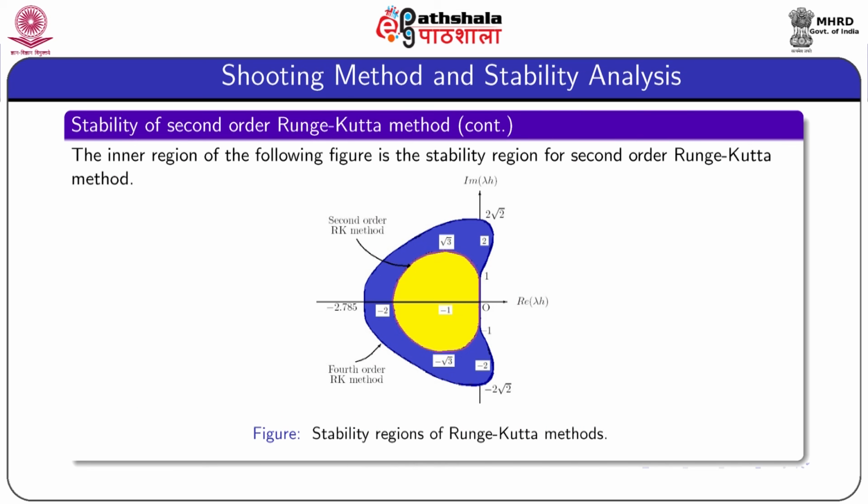Now this is the diagrammatic representation of the stability region of the second order Runge-Kutta method. The inner region represents the stability region of the second order Runge-Kutta method. Note that the inner portion is bounded along the real axis from minus 2 to 0, and along the imaginary axis the lower bound is minus root over 3 and the upper bound is root over 3.